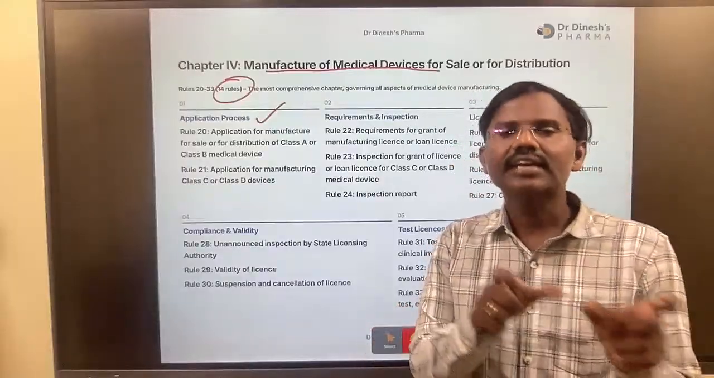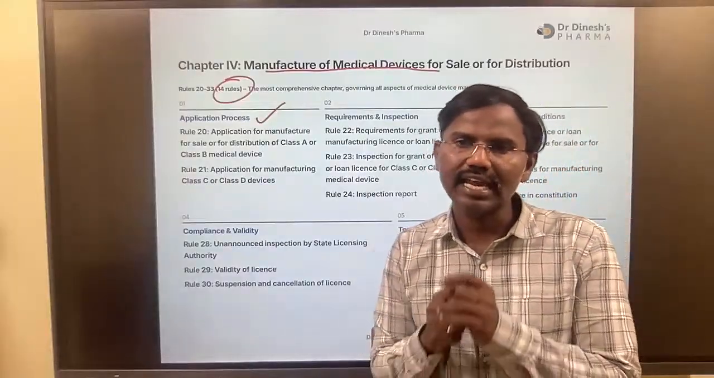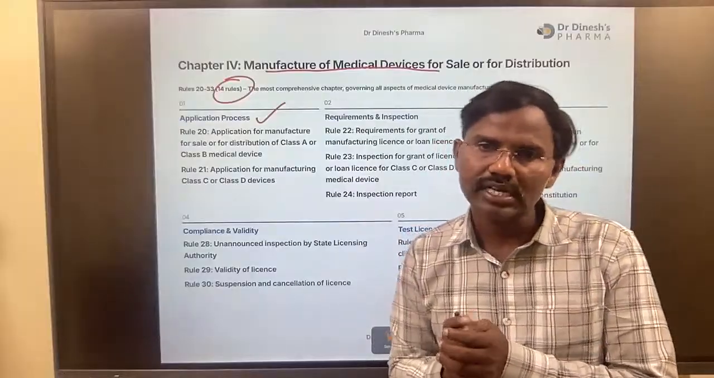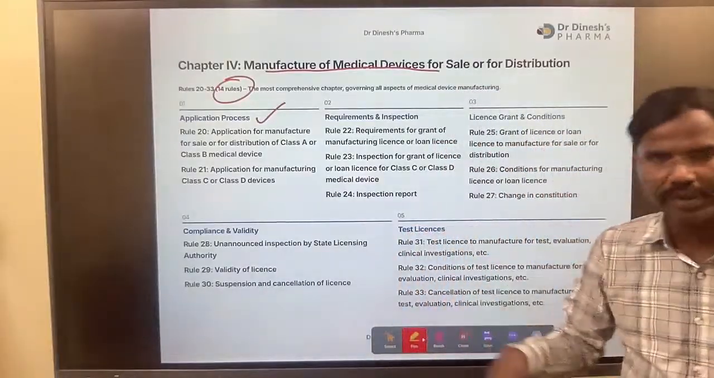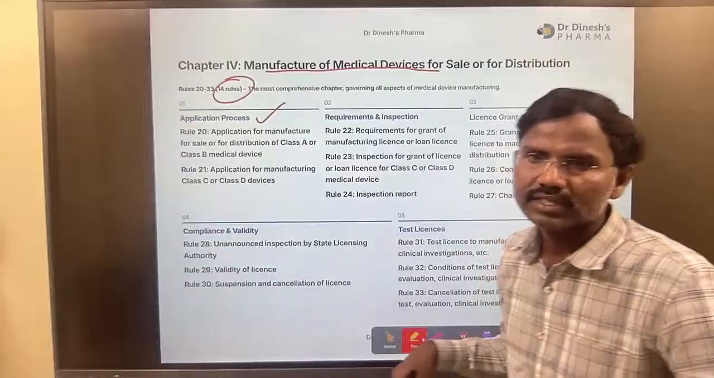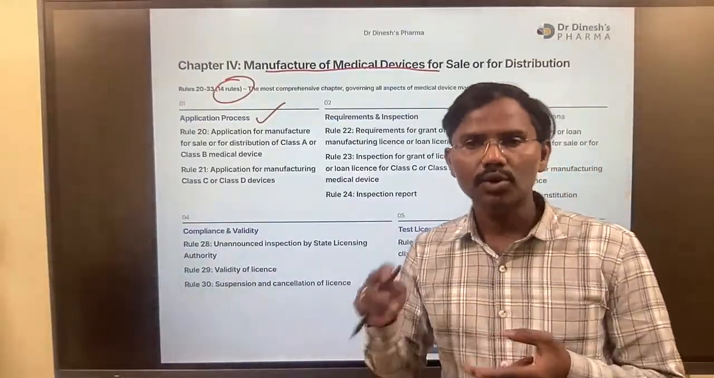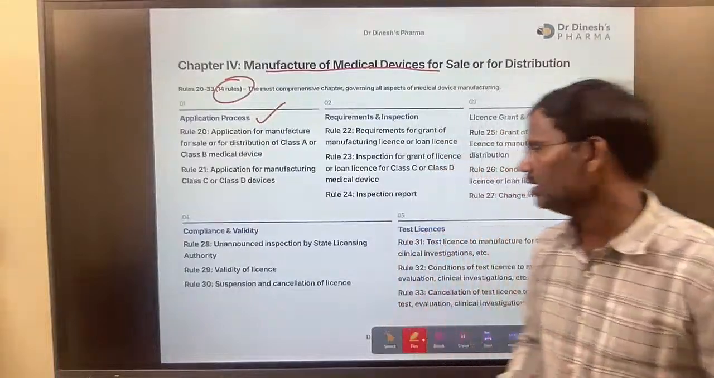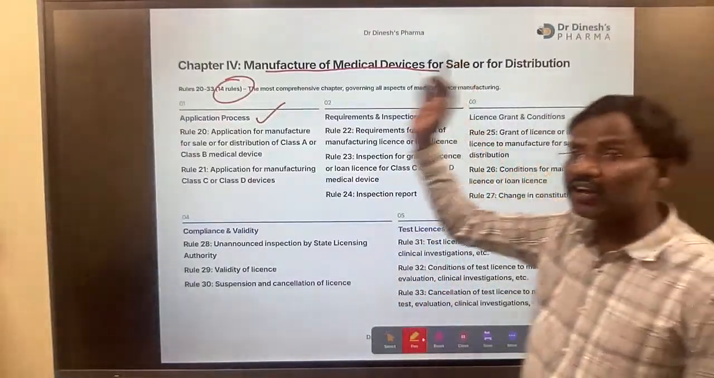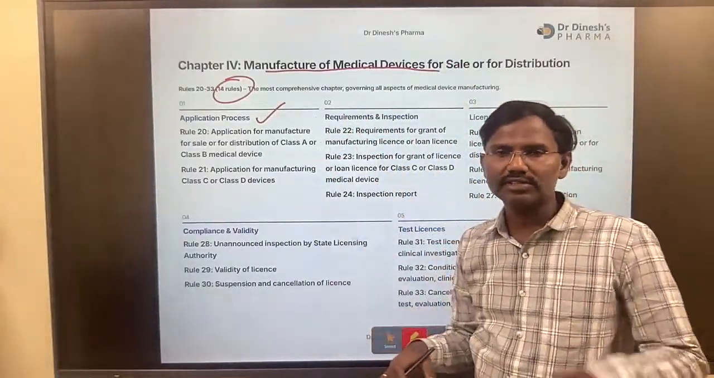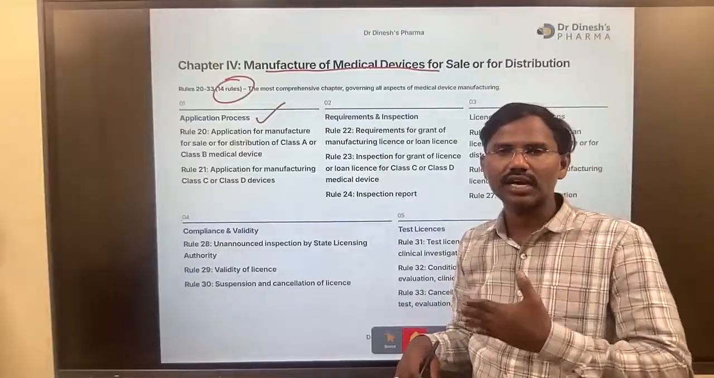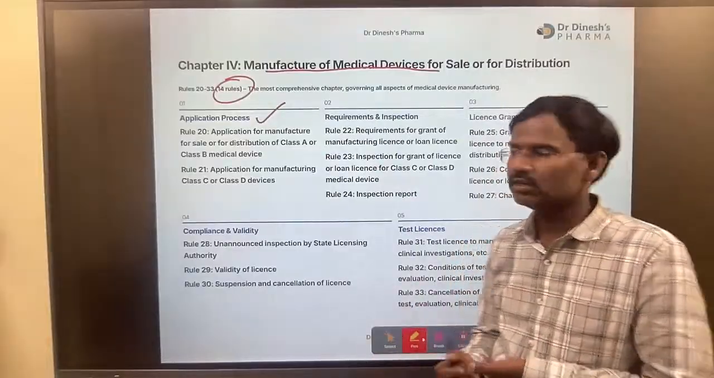So we define, we classify. Chapter 2 talks about classification and grouping. And chapter 3 talks about authorities, notified bodies and officers. And chapter 4 talks about manufacturing. So define, classify, authorities, and then manufacturing, right?